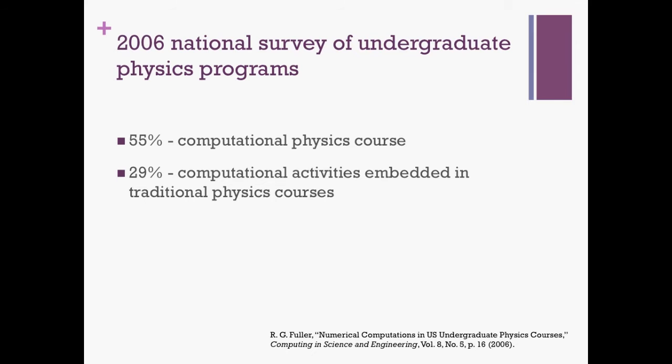In 2006, Computing in Science and Engineering magazine actually commissioned a national survey where they asked undergraduate physics programs to provide a snapshot of their computational practices in physics courses. What this survey found was that out of 167 physics departments that responded, 55% of them had a separate computational physics course. 29% had embedded computational activities in traditional physics courses.